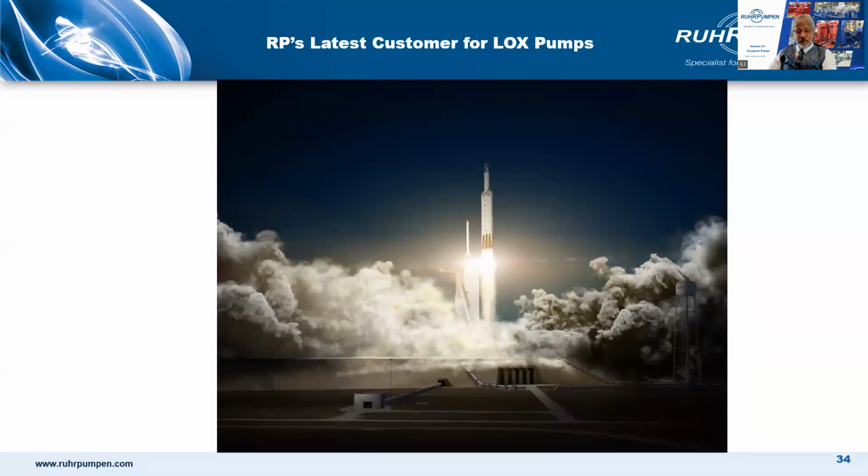And here is Ruhrpumpen's latest customer for liquid oxygen pumps. Space rockets burn liquid oxygen and hydrogen. The liquid oxygen charging pumps at this launch site are by Ruhrpumpen.